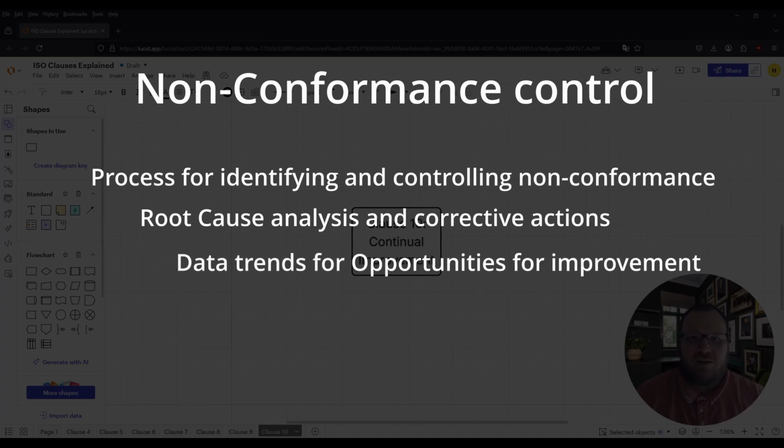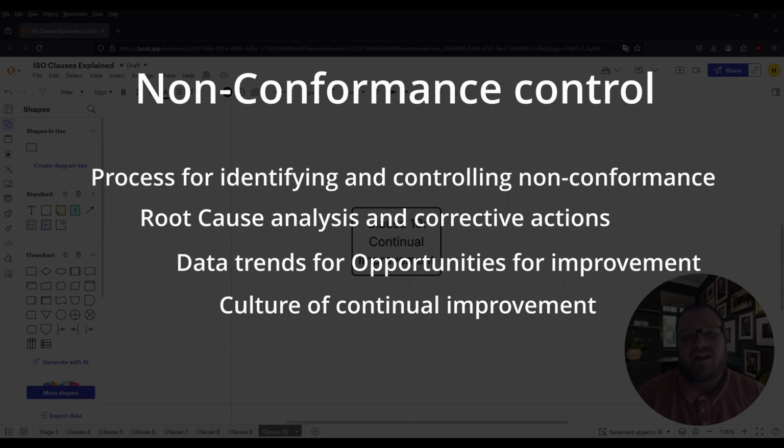So everything that we talked about in clause 9, we'll take that data and we'll analyze it to find areas in which we can improve. And then we need to promote a culture of being proactive and continually improving moving forward. That's the main outline areas of what you need to do in clause 10.